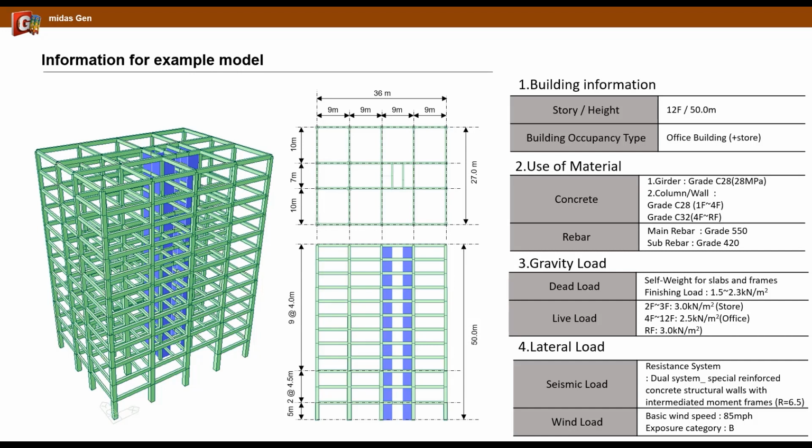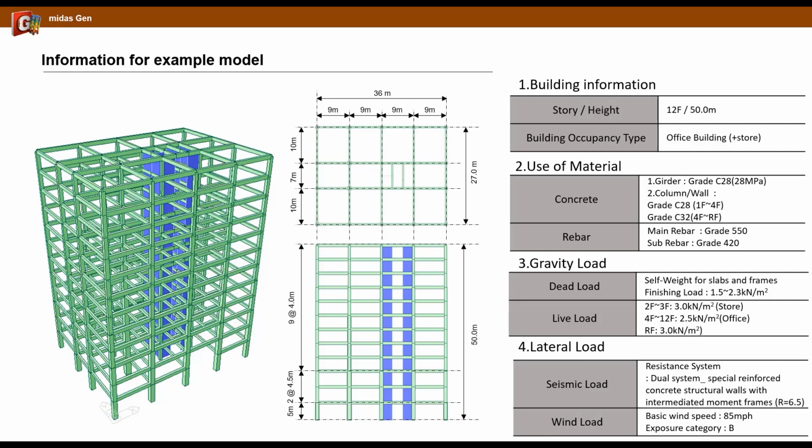The sample model we are going to check is a 12-story RC structure. The floor plan of the building, as you can see, has a rectangular shape with a width of 36 meters and a length of 27 meters. In addition, the total height of the building is 50 meters, and the height of a typical floor is 4.0 meters. It is a building for office use, and the second and third floors are for store use.